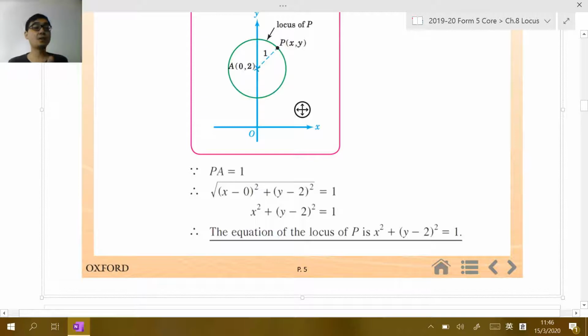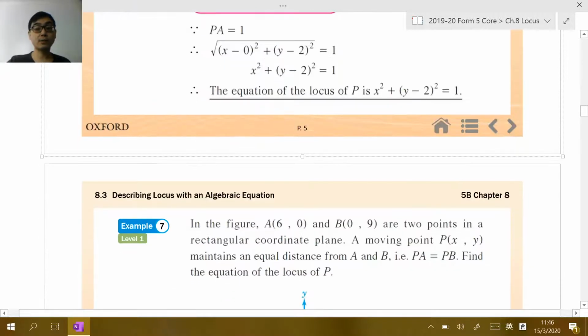It means that for writing the locus of things, sometimes we will repeat what we have done before, as I just mentioned. So don't think that it's very difficult.